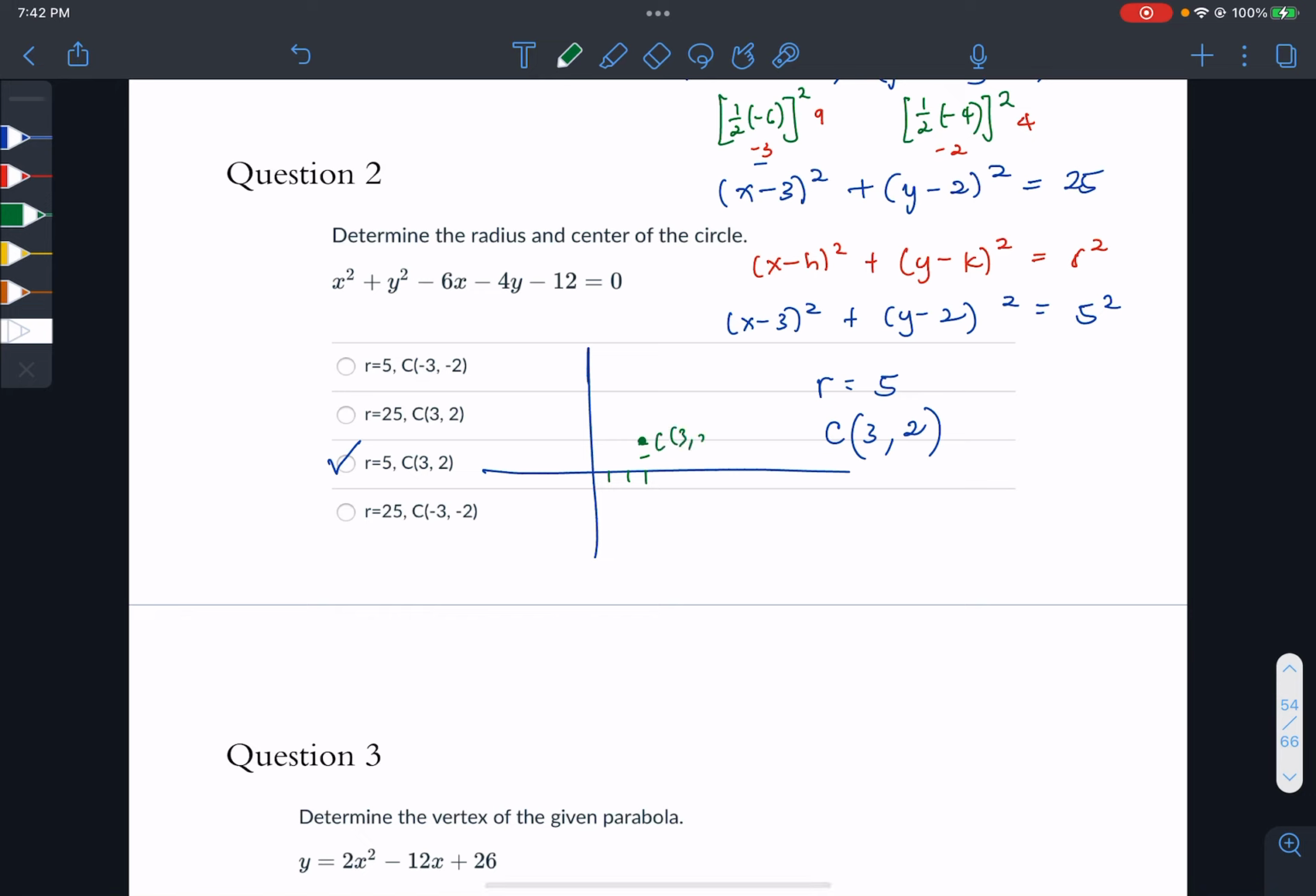So 3 and 2. Kaya lang, so ang radius niya is 5. So 1, 2, 3, 4, 5. Approximate lang, no? So pag ginraph natin yan, so ito siya nun. So that is how it will look like.